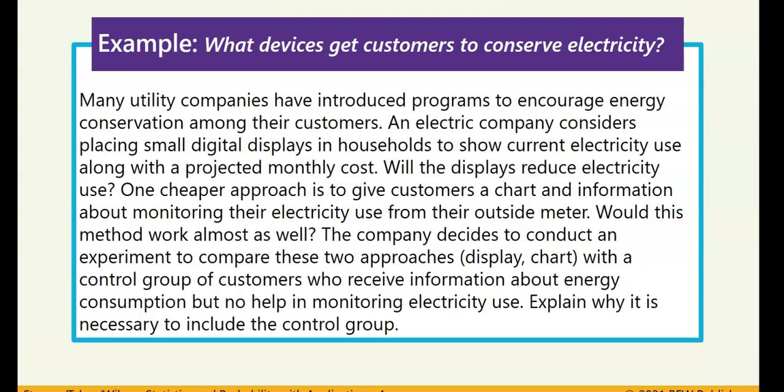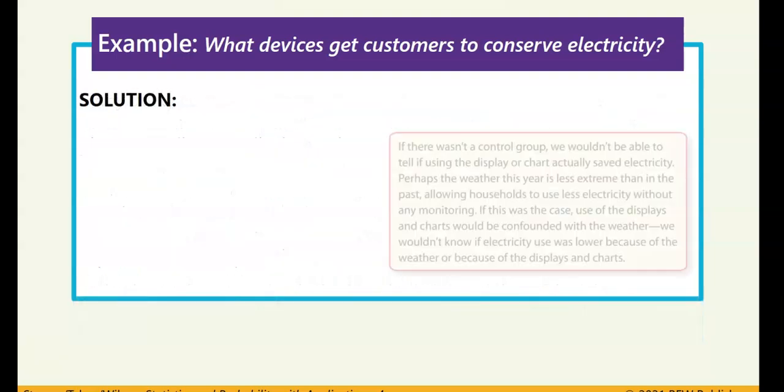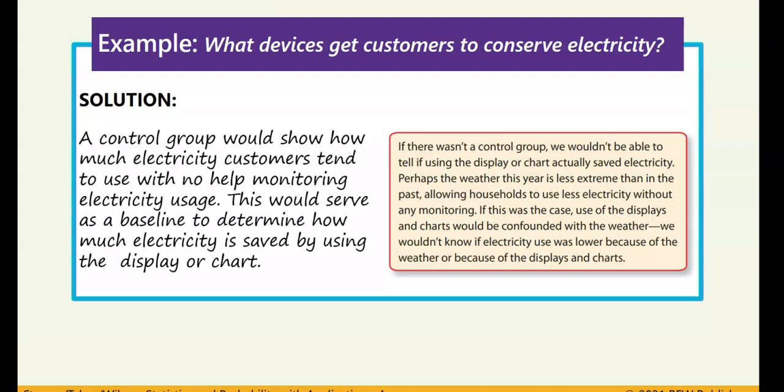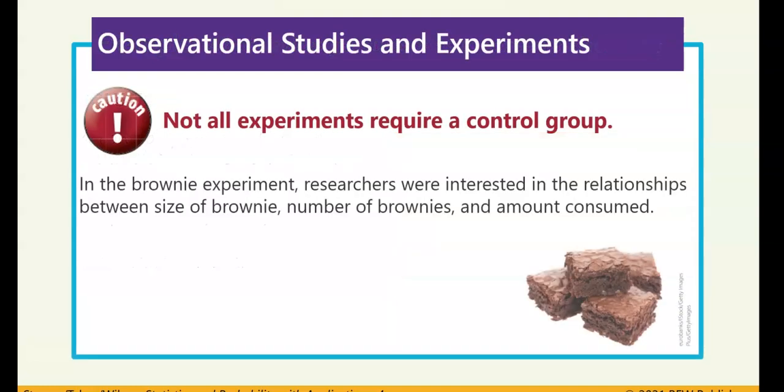Electricity use. Explain why it's necessary to include the control group. We want it there for comparison, right? We want to see if it is the chart or the electronic display, what is it that's actually making the difference? A control group would show how much electricity customers tend to use with no help monitoring the usage. So they're kind of there for comparison. This would be a baseline to determine how much electricity is saved by using the display or chart.